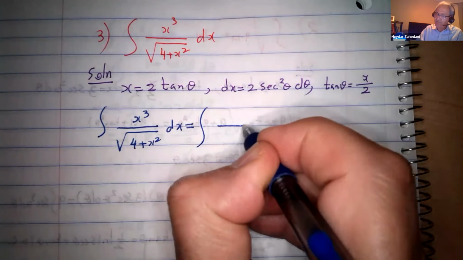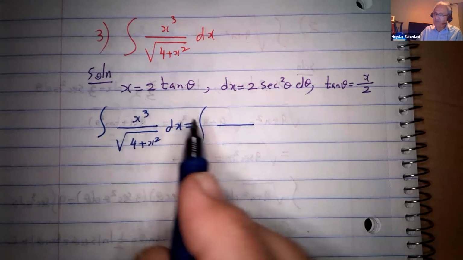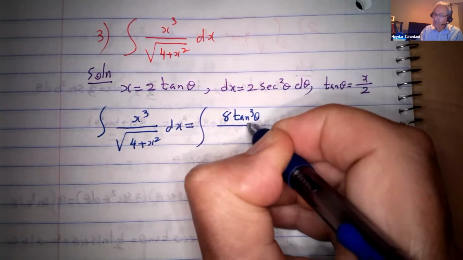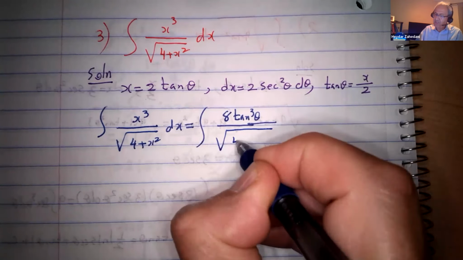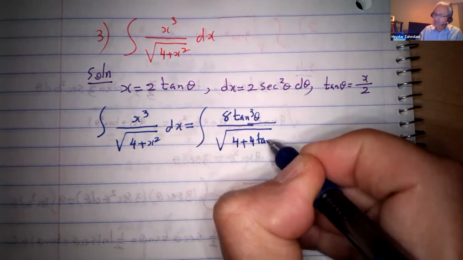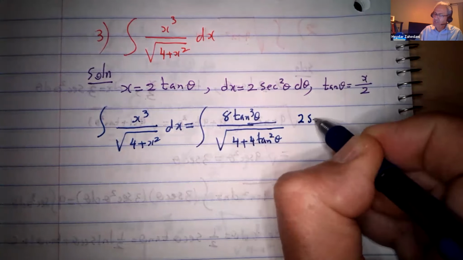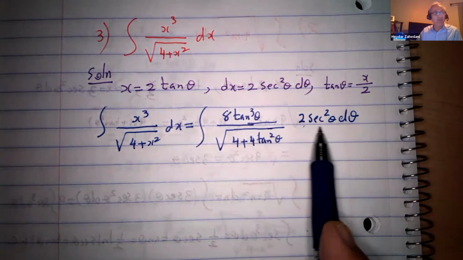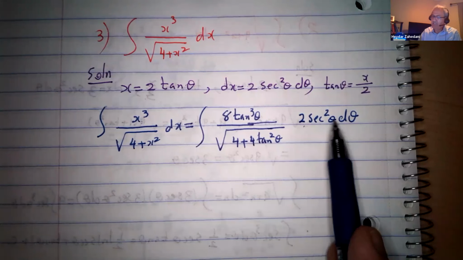So this would be x cubed, which is 2 tan cubed, so that gives you 8 tan cubed of theta, that's the top. The bottom one is going to be, 4 plus x squared, that is 4 plus 4 tan squared of theta, times dx, which is 2 secant squared of theta d theta. Make sure you don't miss this one, otherwise things would be so complicated. If it's complicated, you probably missed this dx.